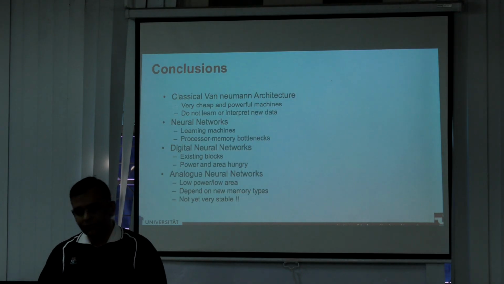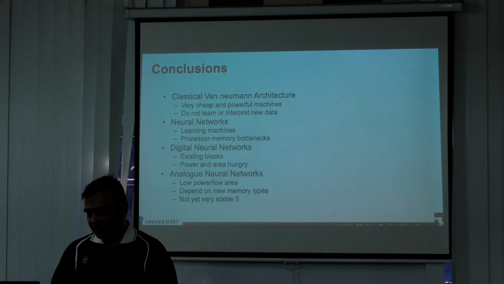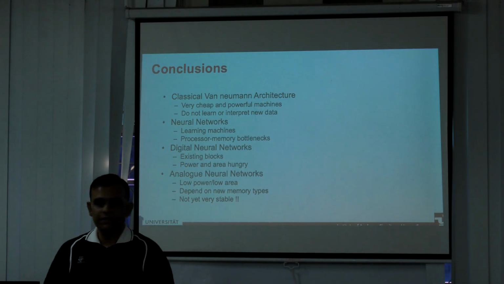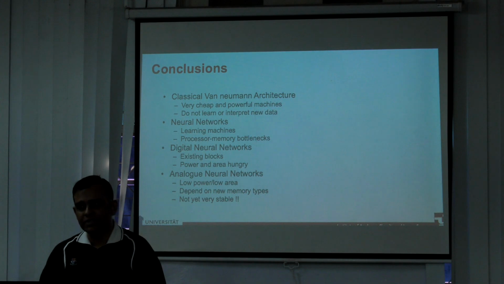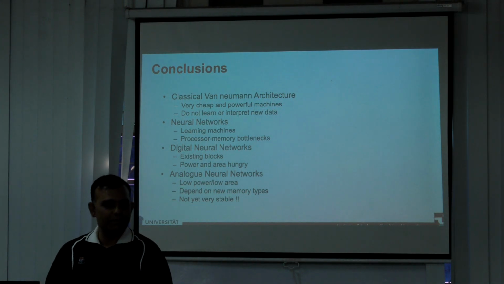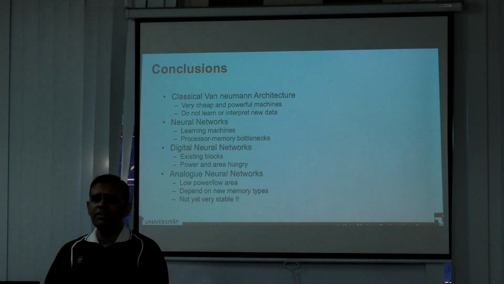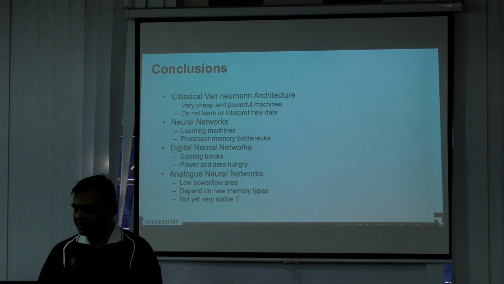So the conclusion for the first 45 minutes or so of the lecture is that the classical von Neumann computer which you have been using for so long makes very cheap and powerful machines. You all have a von Neumann machine with you, but they are not the ideal machines to implement neural networks or artificial intelligence circuits.